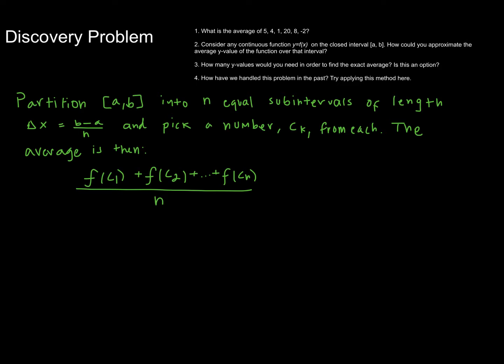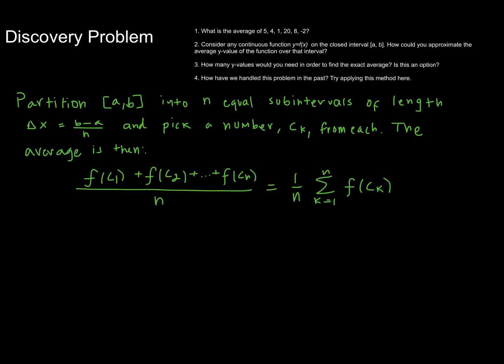Now, let's notice that what we have is 1 over n times this summation. So let's go ahead and represent this summation using sigma notation, and what we'll do is we'll have this 1 over n times this sum. So it'll look something like this. I'll have 1 over n, and then I'm multiplying 1 over n by f of c sub 1 plus f of c sub 2 all the way up to n, so I can write that as the sum from k equals 1 to n of f of c sub k.